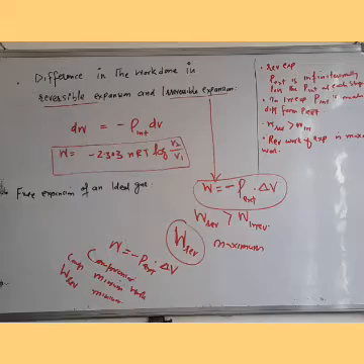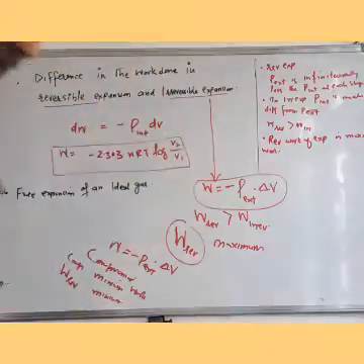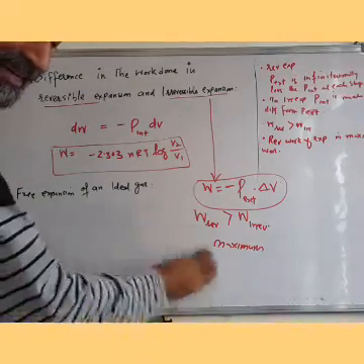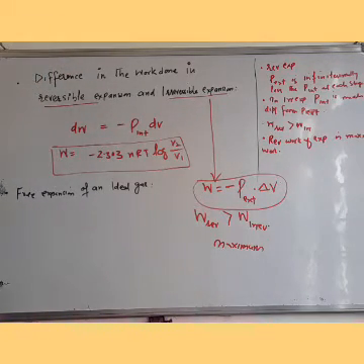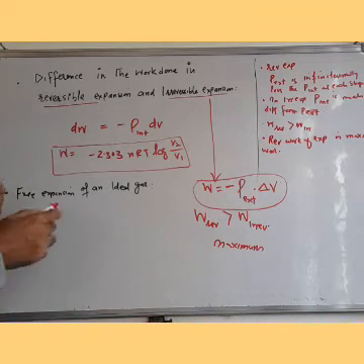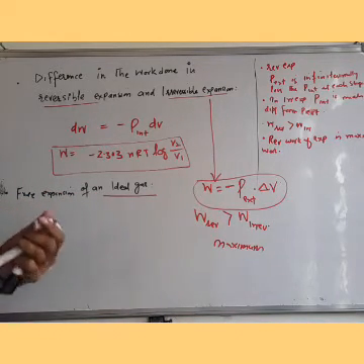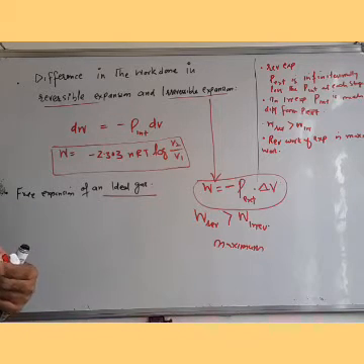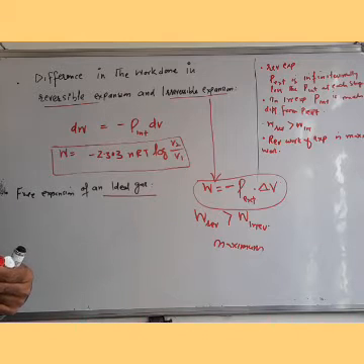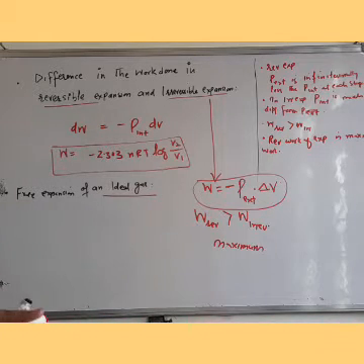Now, free expansion of an ideal gas. Free expansion of an ideal gas means expansion of an ideal gas against vacuum. So if an ideal gas expands in vacuum, the irreversible expansion here is called free expansion. So when an ideal gas expands irreversibly in vacuum, that is known as free expansion of an ideal gas. Here P external is equal to 0.